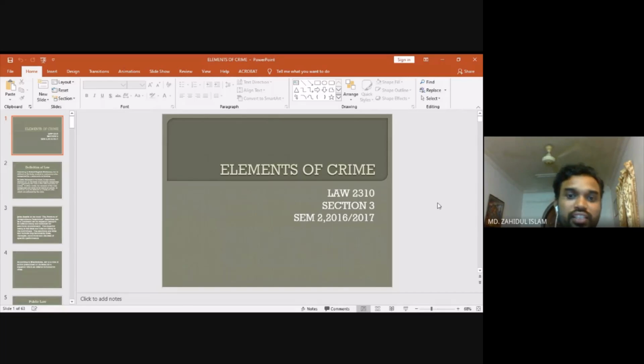So we will discuss element of crime. This is the topic of Criminal Law 1. This is our first topic of Criminal Law 1. Before we start this topic, we should know what is law, because we are talking about criminal law. At first we will discuss what is law, then what is crime, then elements of crime.